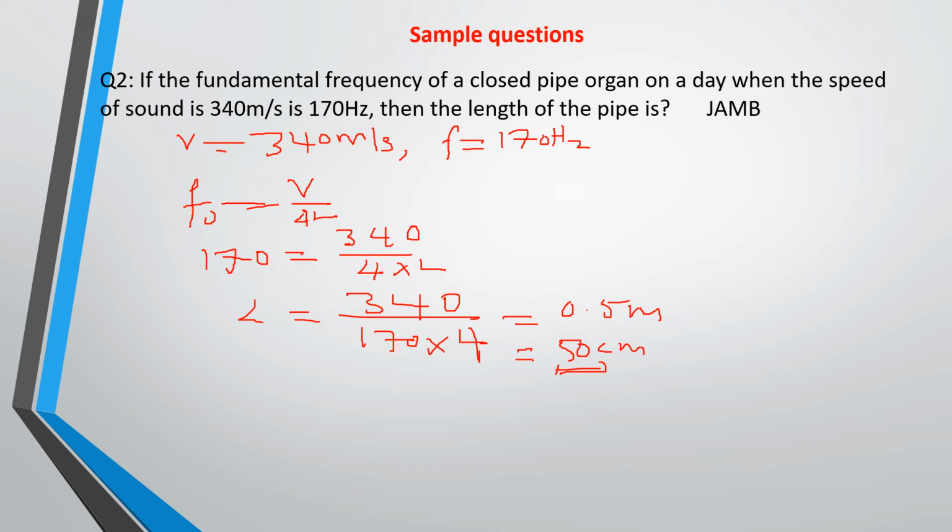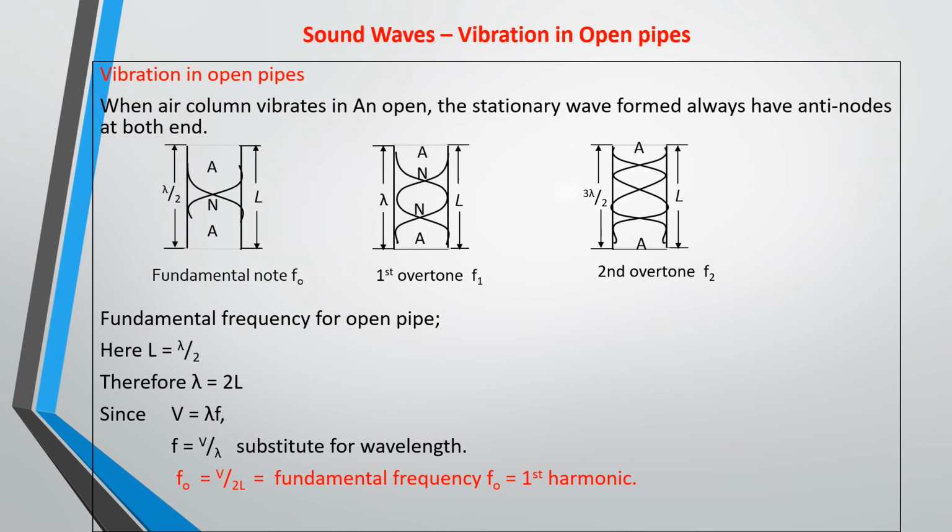So just understand how to use each of the equations and then your answers will come out readily. This is a JAMB question. Okay, so now let's go to open pipes. We've discussed closed pipes, so let's discuss open pipes very quickly. For open pipes, the equations are just like the equations for vibration in a string. I'm not going to waste too much time on it, because if you understand the equations for a vibrating string, this one is exactly the same thing.